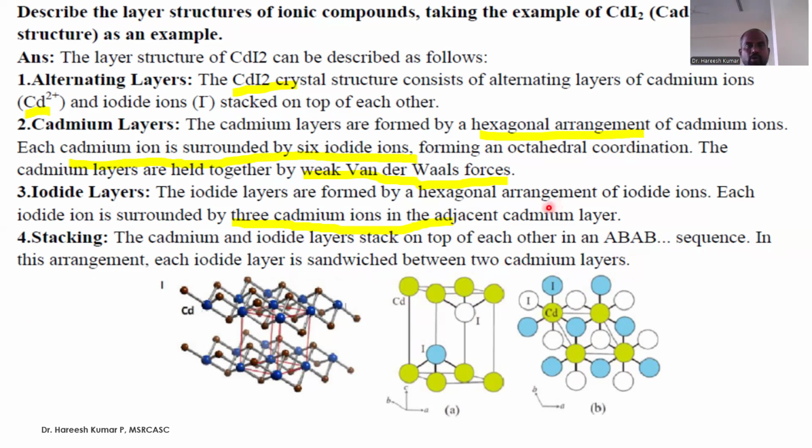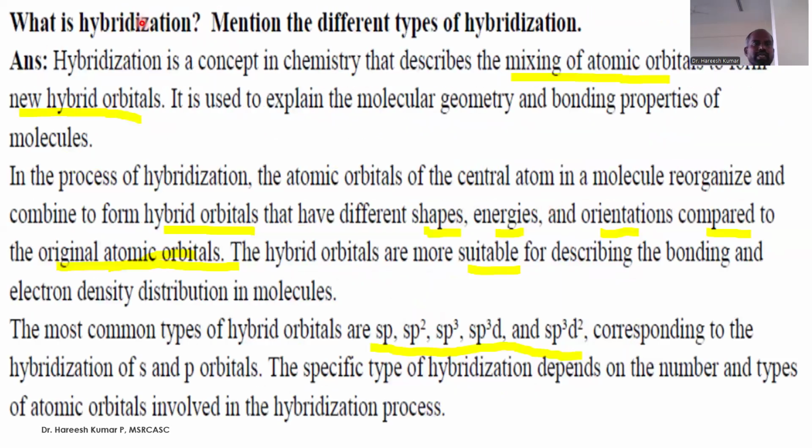Let's take one more question. What is hybridization? Mention the different types of hybridization. Hybridization is a concept in chemistry that describes the mixing of atomic orbitals to form new hybrid orbitals. It is used to explain the molecular geometry and bonding properties of molecules.